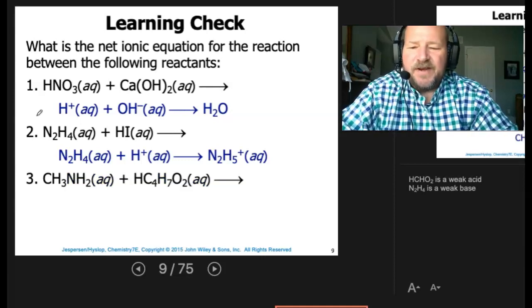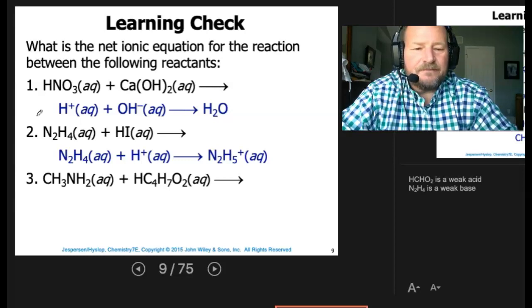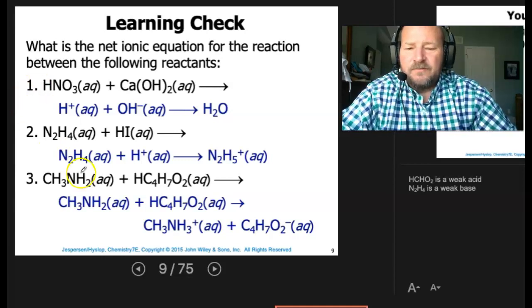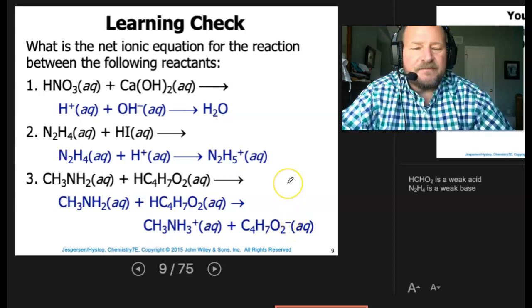All right, how about CH3NH2 plus HC4H7O2? Again, now we have a molecular base with a weak acid. And so for this one, these will not ionize, they don't break apart. This one will, but some of that H plus is simply going to get eaten up, right? And so we're going to end up with CH3NH3 plus the C4H7O2 with a minus.